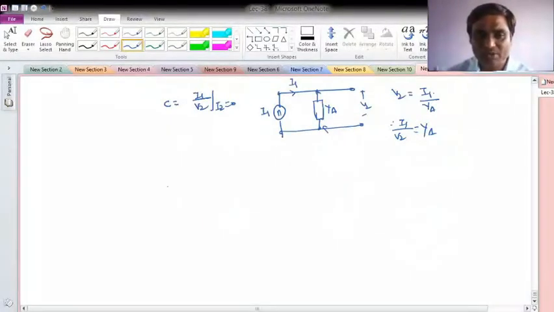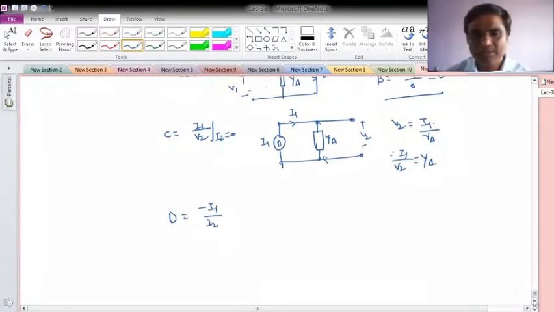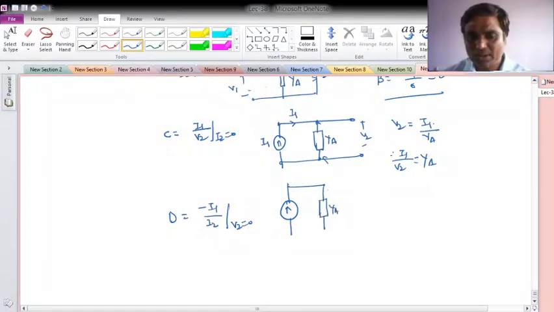Now let me calculate the D parameter. D is minus I1 over I2, because B was negative here. B and D are negative, right? Yes, negative. So D is minus I1 upon I2 when V2 is 0, I mean port 2 is short circuited. In this case I am applying the current source here. Then this is YA, and this is to be short circuited like this. Now it will be I2 here, and I1 is coming this way.